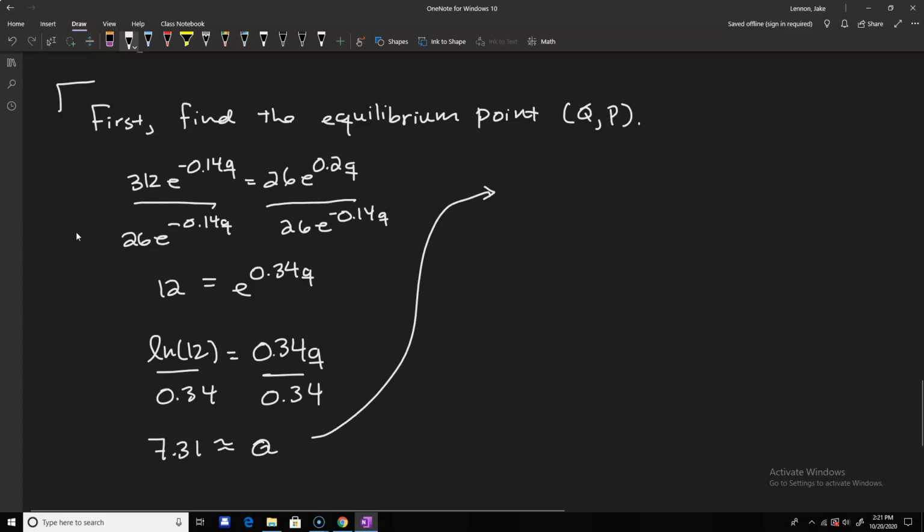And then to figure out capital P, I can plug that into either supply or demand, since those two curves are intersecting at that point, so it doesn't really matter which one I plug them into. So capital P is going to be approximately 26 e to the 0.2 times the 7.31. The only reason I'm using that squiggly equal sign is because I'm rounding, so these are approximate values. So our P value here comes out to about 112.18. So again, this is the price that maximizes the total surplus that they were asking for.